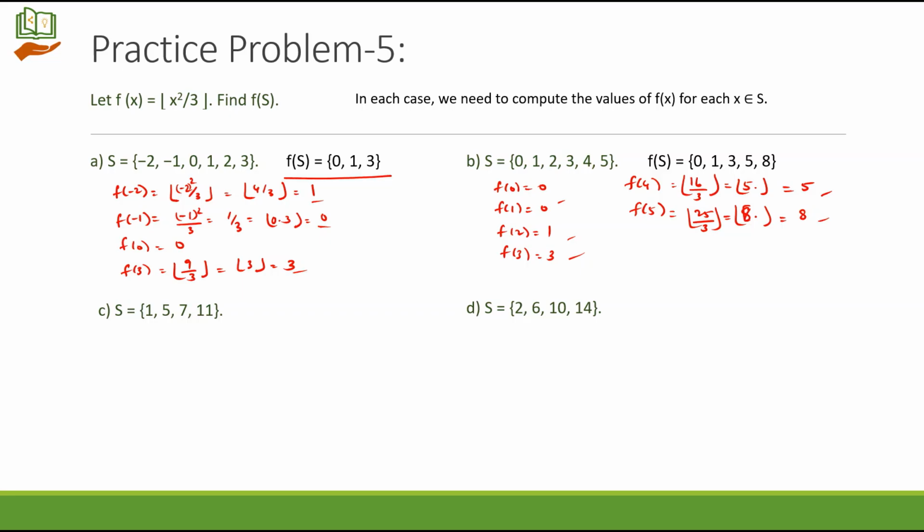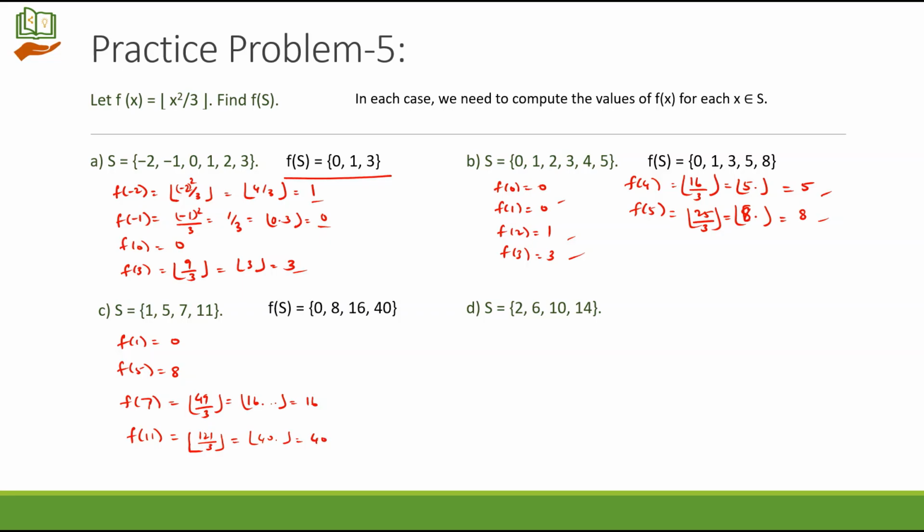What about C? F of 1 is equal to 0. F of 5 is equal to 8. What about f of 7? We have 49 by 3. So 3 16s are 48. So 16 point something in floor will give 16. What about f of 11? So what is 11 square? It is 121 by 3. 40 point something. This will be equal to 40. So the values will be 0, 8, 16 and 40 inside the f of S set.